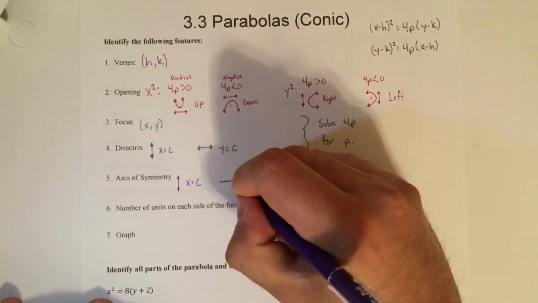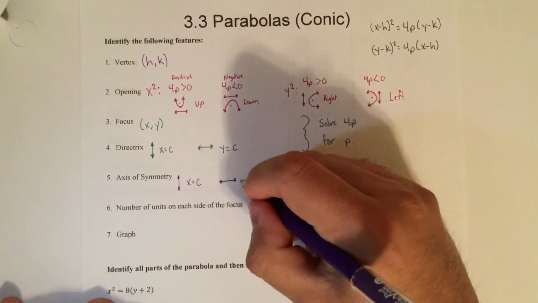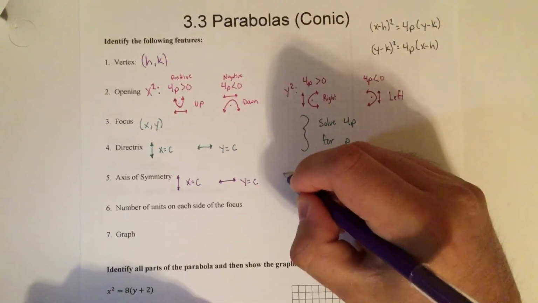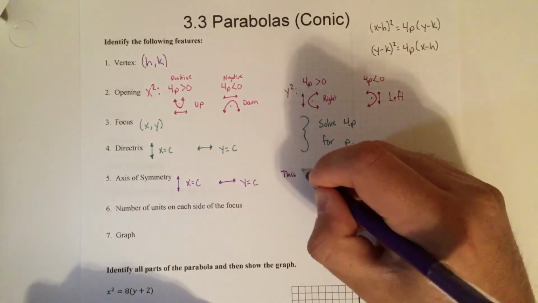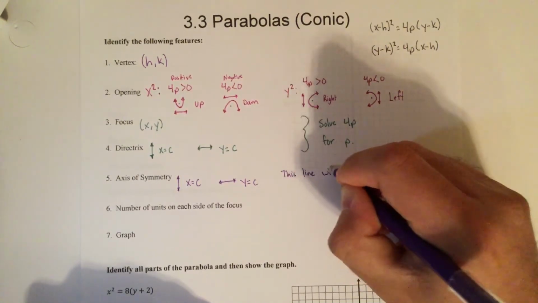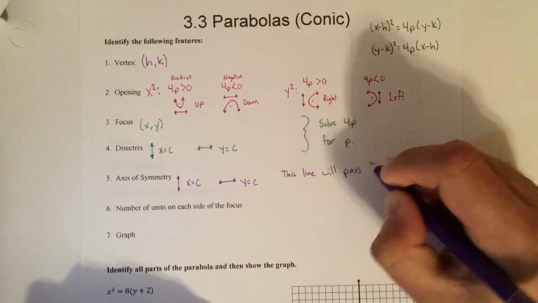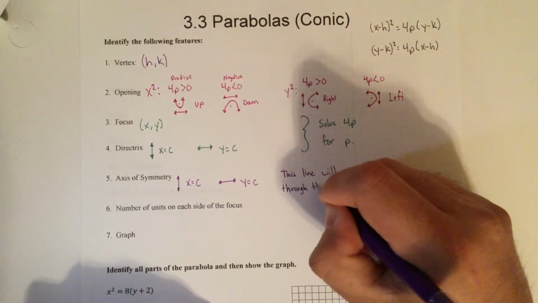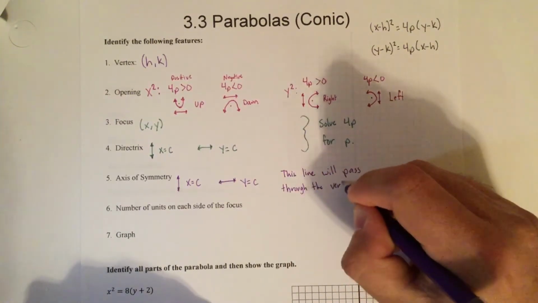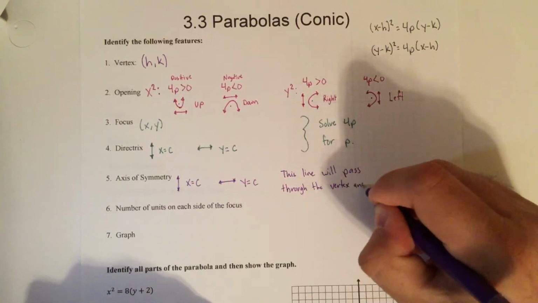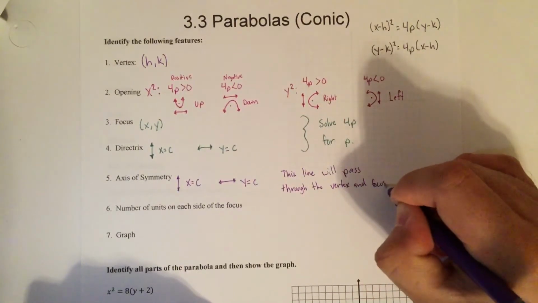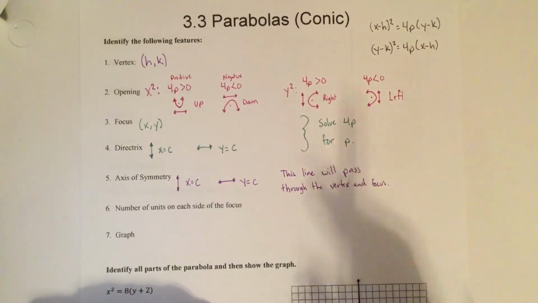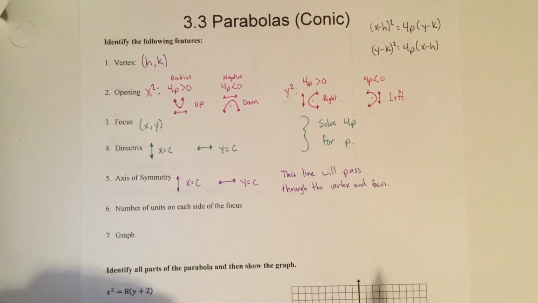And if it's a horizontal line, y equals a constant. And this line will pass through the vertex and focal point, and I'll just call it the focus here. Okay, so this line, this axis of symmetry, will pass through the vertex and the focus.